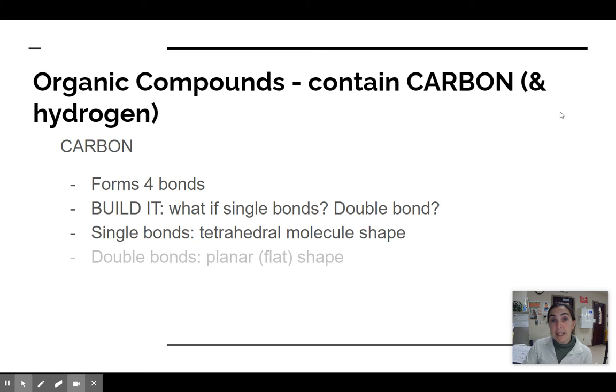If there's a double bond in the molecule, then it gets a much flatter shape. You saw how the middle part of that molecule was mostly flat. That's also called a planar shape.